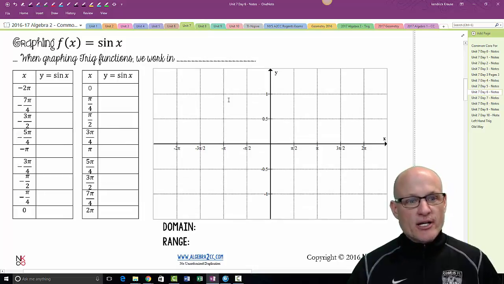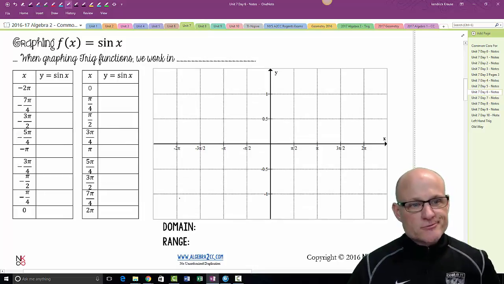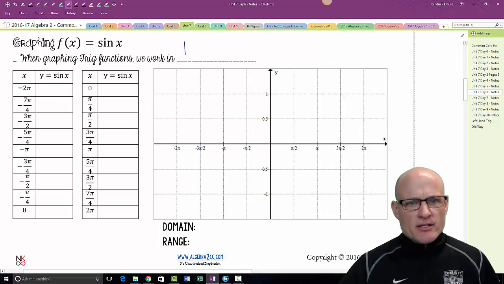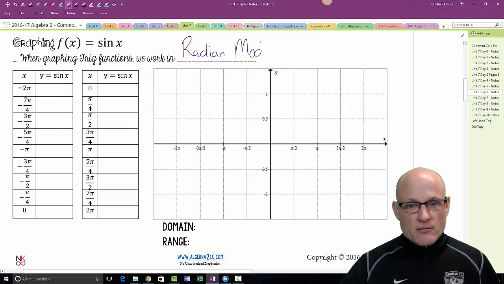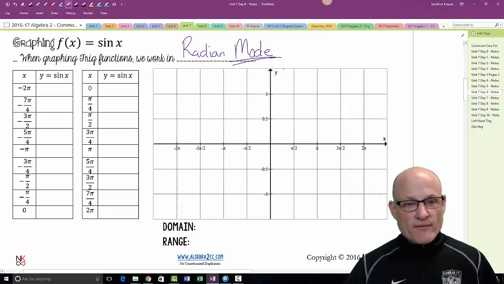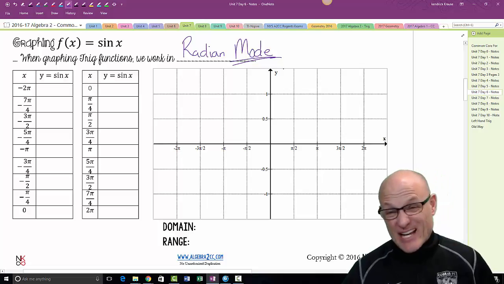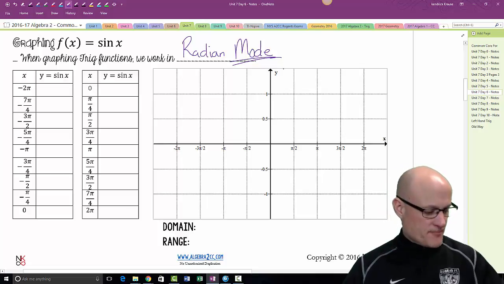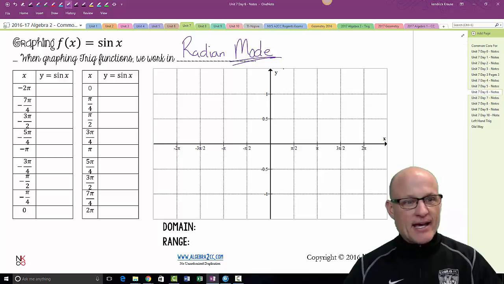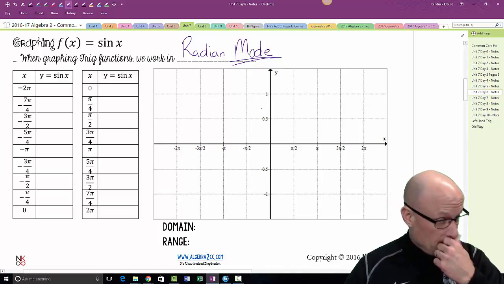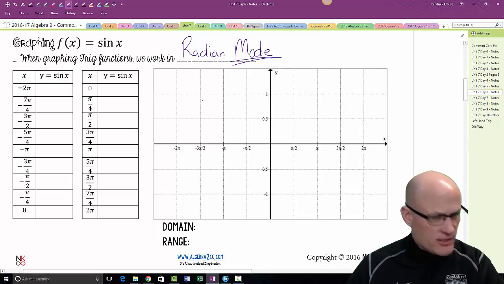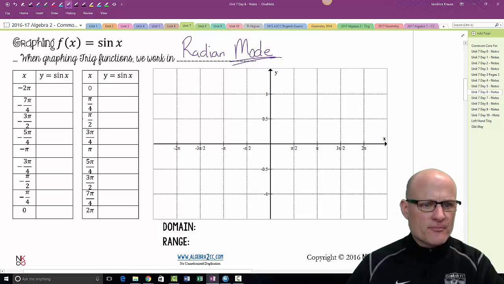All right, so here we go. I haven't done a lot with these yet. But when we're dealing with graphing, we have to be in radian mode. When you're using the graphing calculator, you have to be in radian mode, which is why I have put these all in radian measures. I don't know why I put these on the left, and that's bothersome.